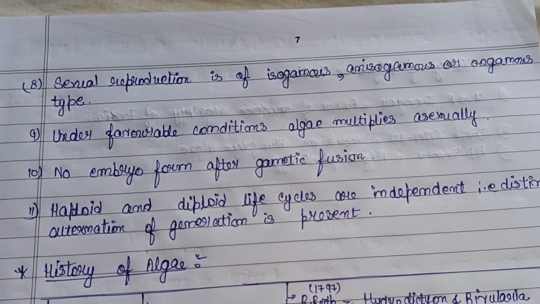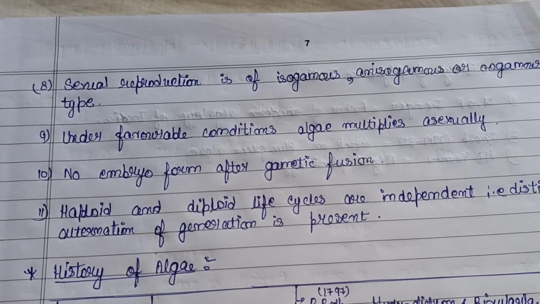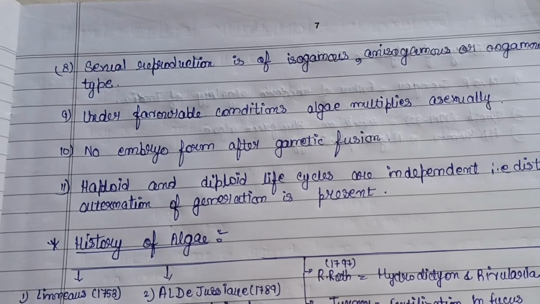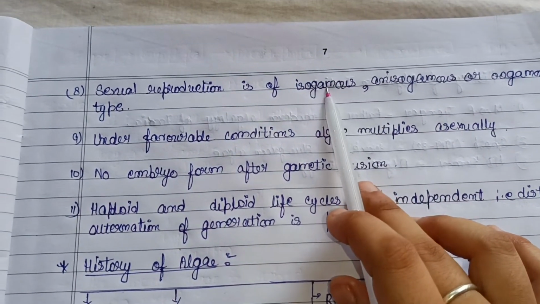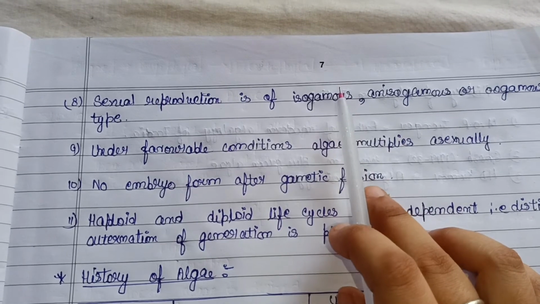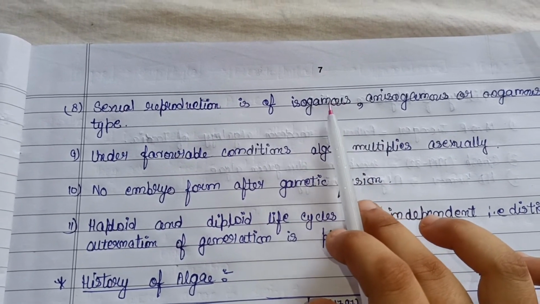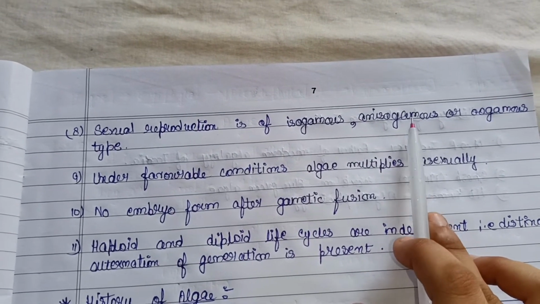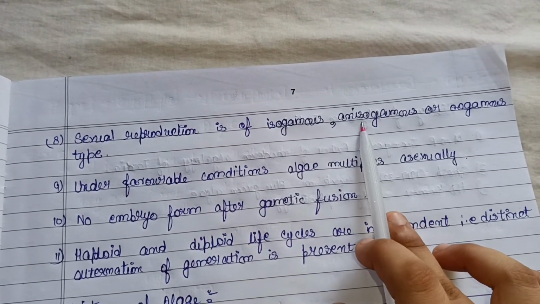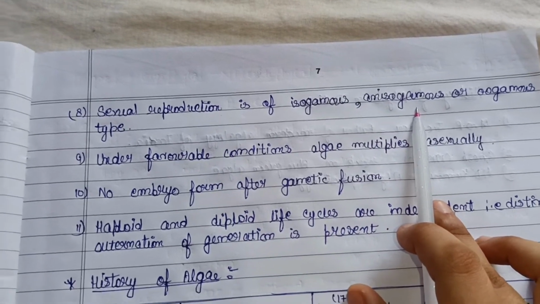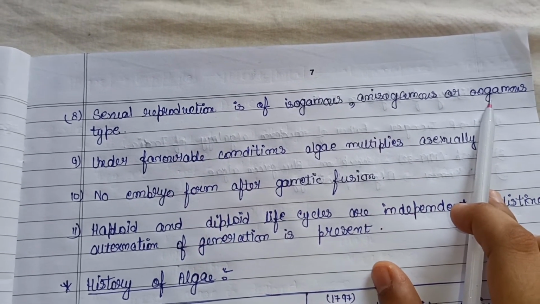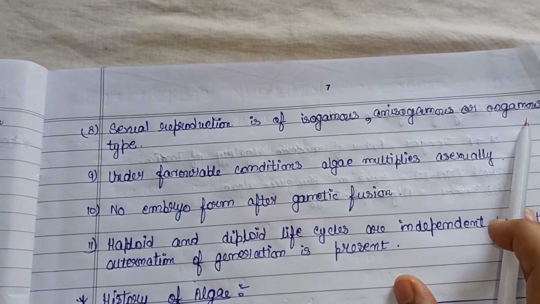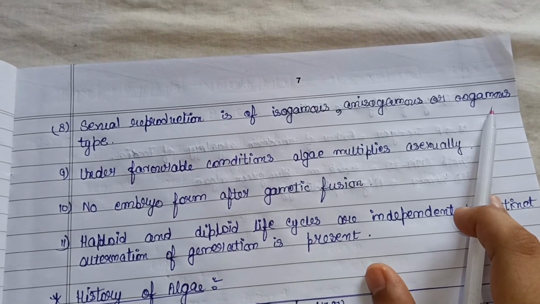Sexual reproduction is of isogamous, anisogamous and oogamous type. So, what is the isogamous type? In the isogamous type, the fusion of gametes of similar size takes place, that is, the size of the male and female gametes is the same. Then, in the anisogamous type, the fusion is of gametes of dissimilar sizes, that is, one is large and the other is small. Then, oogamous: fusion of a large immotile female gamete with a small motile male gamete.